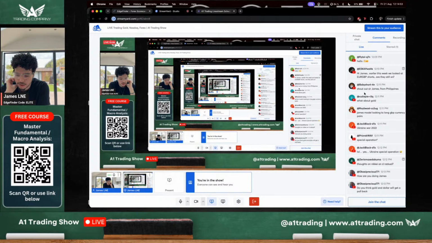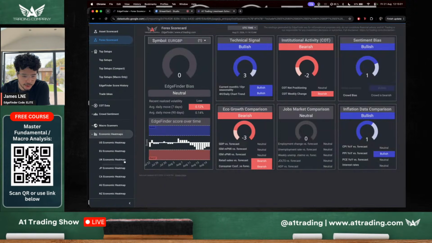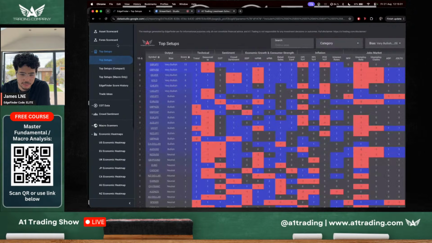James, model looking long euro pound currency pairs. I'll be honest, I'm not sure what's going on with the sterling at the moment. Let's take a look at heat maps. Let's go to UK. I think it was quite bleak. Yeah, it's 40%. Just bear with me. Yeah, so we've got growth at 0.4. It was on forecast, but not expansion by any means. Manufacturing PMI was bearish, missed forecast. Services PMI bullish. Yeah, I'm not seeing much on a fundamental side here that could really warrant me being optimistic by any means.